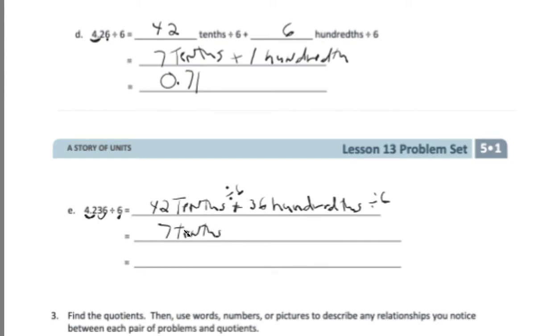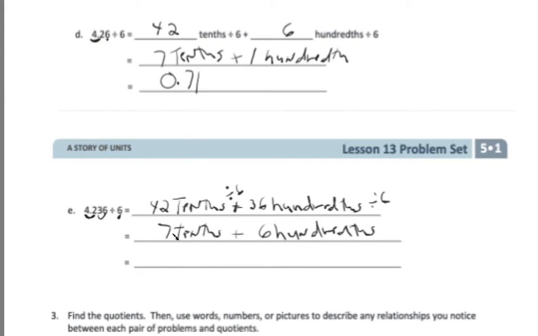Because 6 times 7 is 42, and 42 divided by 6 is 7, but they're tenths, that's what they are, plus 36 hundredths divided by 6. So what times 6 is equal to 36? That's 6, isn't it? So 6 hundredths divided by 6 is 6 hundredths.